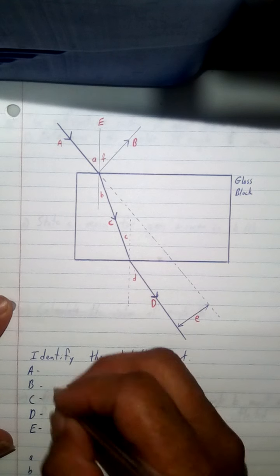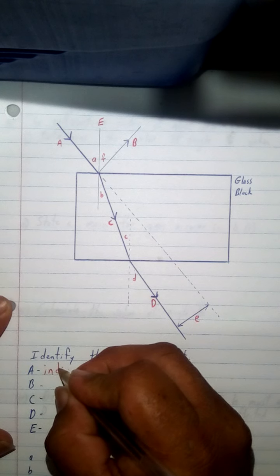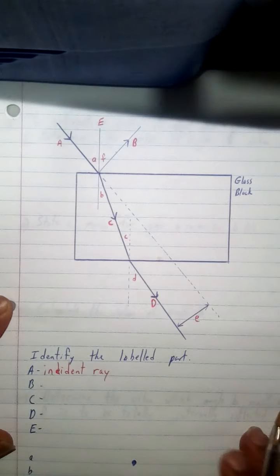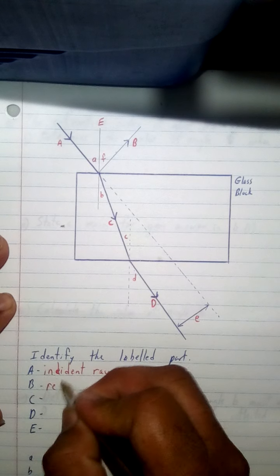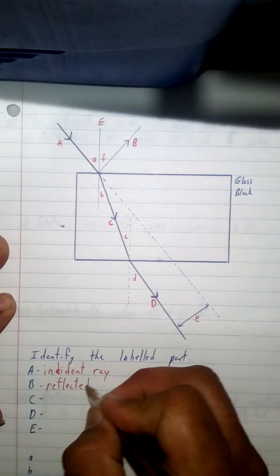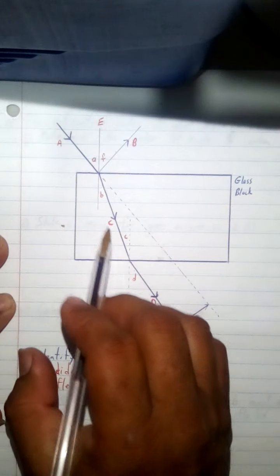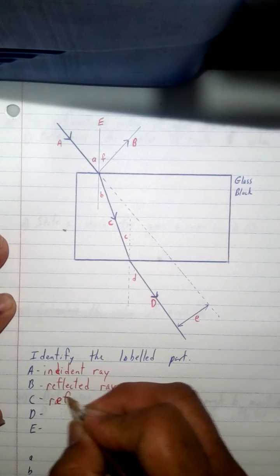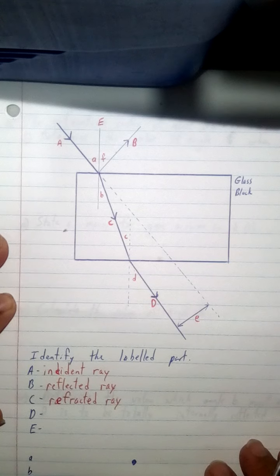A is the incident ray. I'm going to be putting the answers in red. Incident ray, because it is incident there. B is the reflected ray, because once it hits a surface, some of the light will be reflected. C, now this big C, is the refracted ray, because it has changed from one medium to the other, and so it has changed direction.